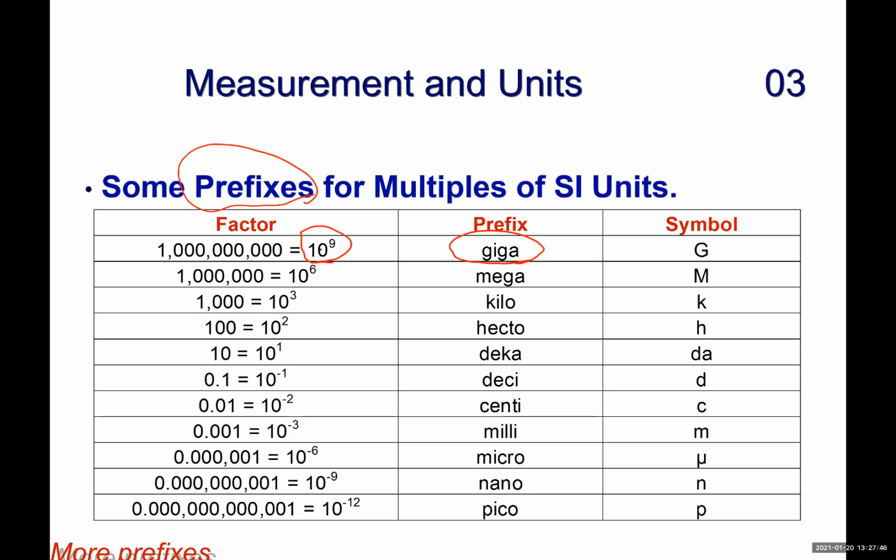That means a billion meters. So giga, abbreviation is G. It means 1 billion times larger of a unit. It can come before any units. Or if I say mega, I'll be using uppercase M. It means a million. So megaliter is 1 million liters, 10 to the power of 6.